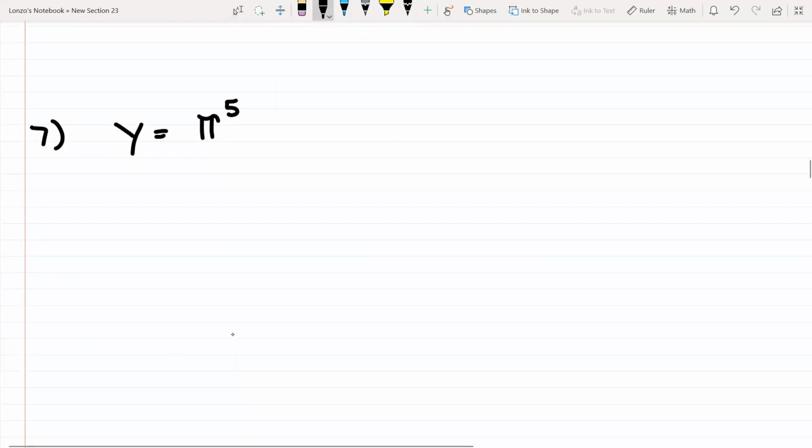Okay, number 7, we have y equals pi to the 5. Don't be fooled. Pi to the 5 is a number. There's no x, there's no letters. So we know that the derivative of any constant is always going to be 0. So y prime is going to be 0.